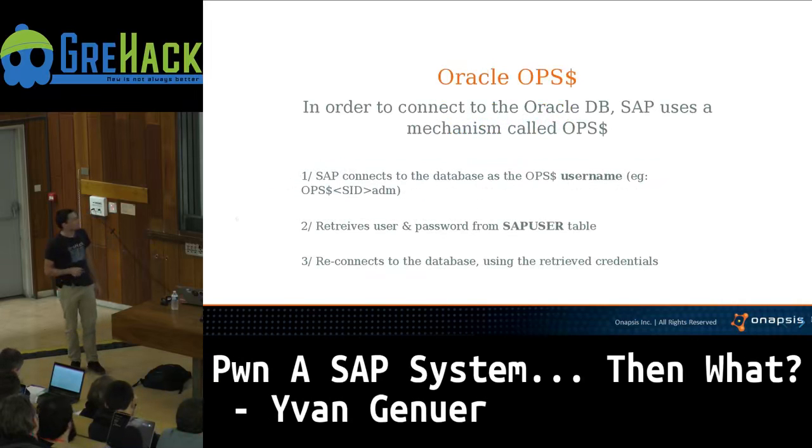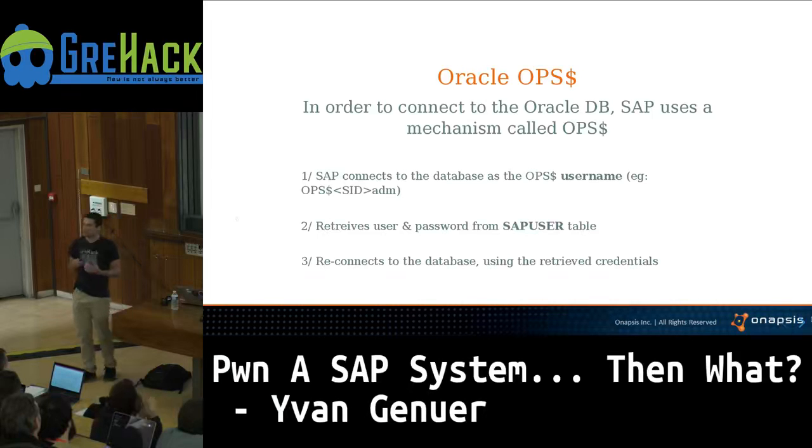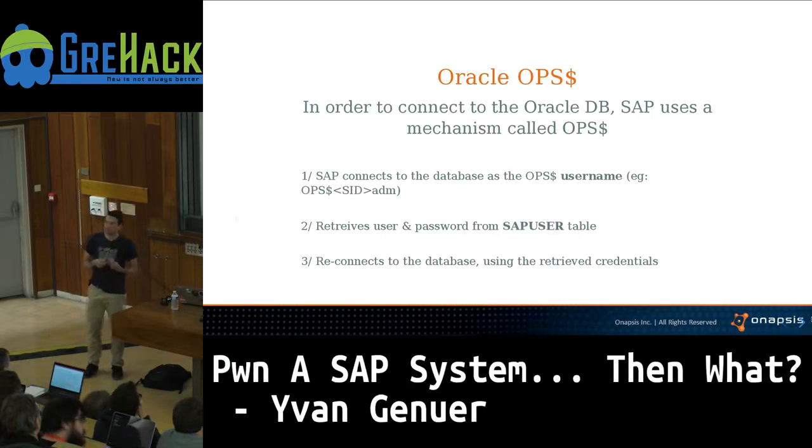Let me show you. The vulnerability has two parts. The first part is about the OPS$ mechanism. So what is the OPS$ mechanism? When an SAP application wants to perform some task on the Oracle side, it uses the OPS$ mechanism. It works like this. First, the SAP SID-ADM connects to the database using OPS$SID-ADM.